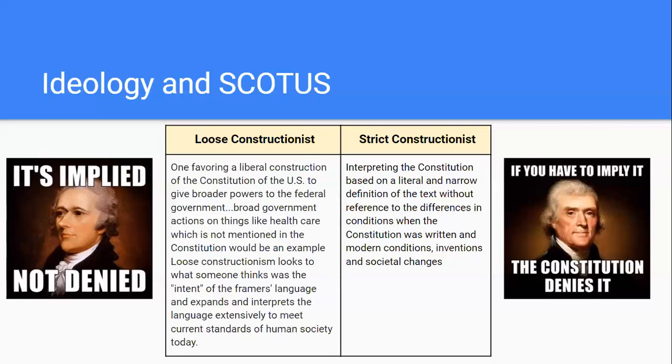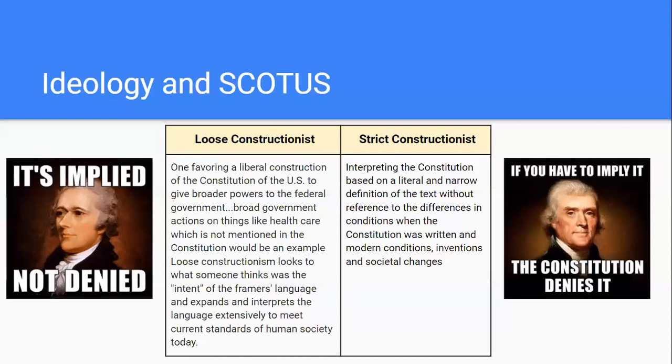Whereas a loose constructionist would say, well, technically the Constitution says that all people are equally protected under the law. And state laws that ban same-sex marriage are discriminatory. And discrimination is obviously outlawed by the Due Process Clause and the Equal Protection Clause of the 14th Amendment. So we're going to use those clauses to advance the rights of gays, lesbians, transgender, bisexual, all that, right?